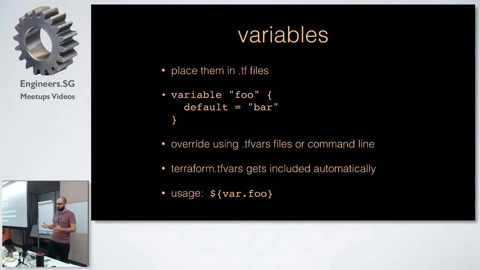So for the building blocks, there are variables. You can put them also in Terraform files. You can override them using the command line, or you can create environment-specific configuration files. So you have a production and development environment. You create files and then invoke terraform apply, referring to a specific configuration file.